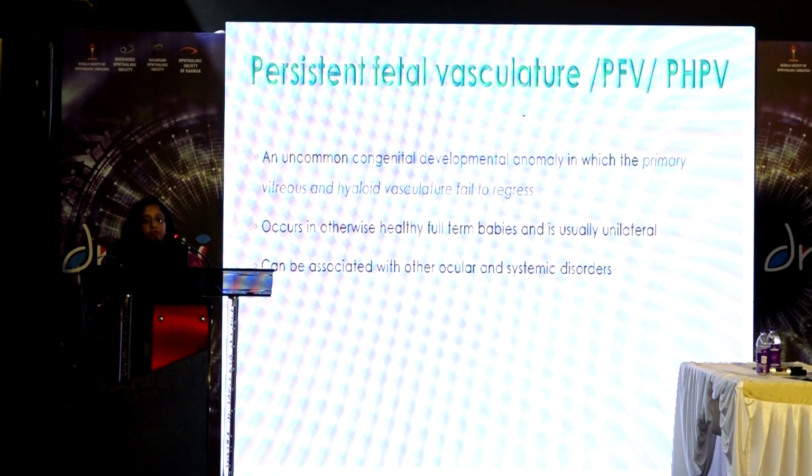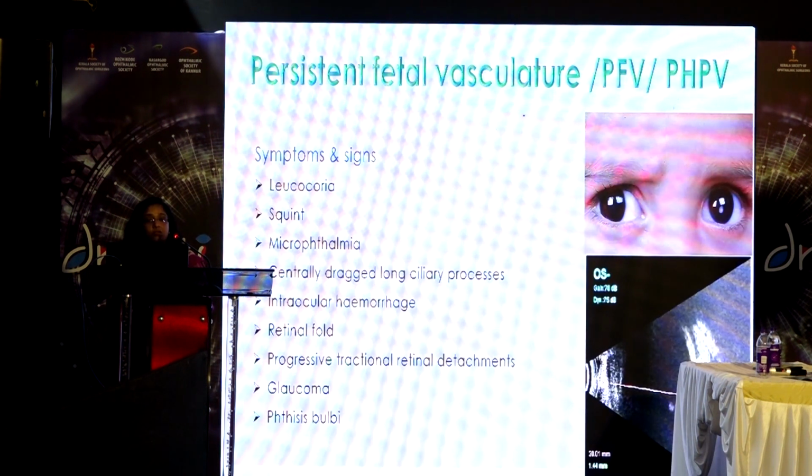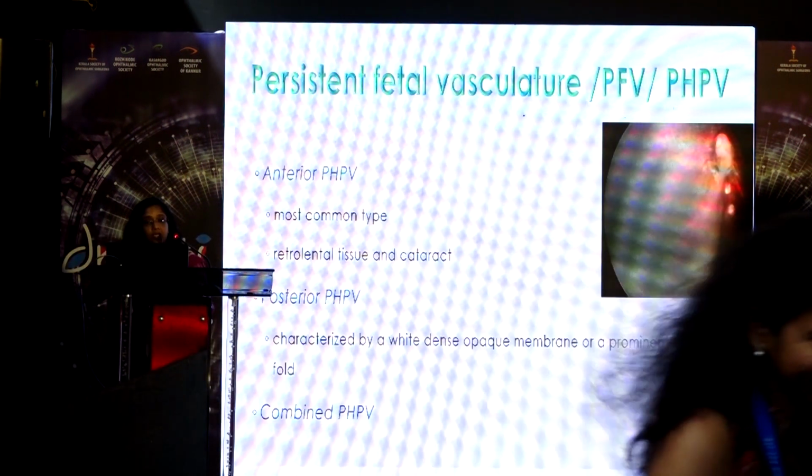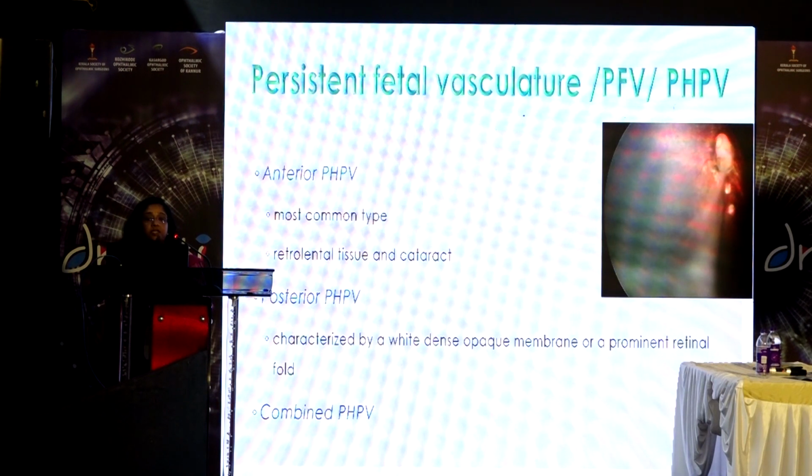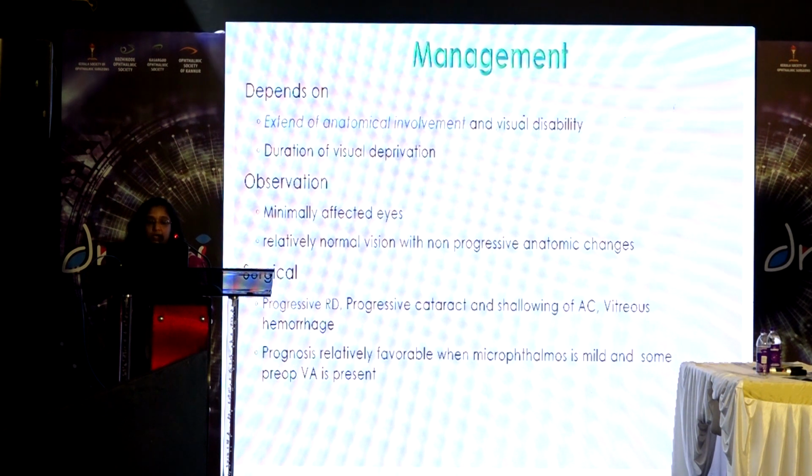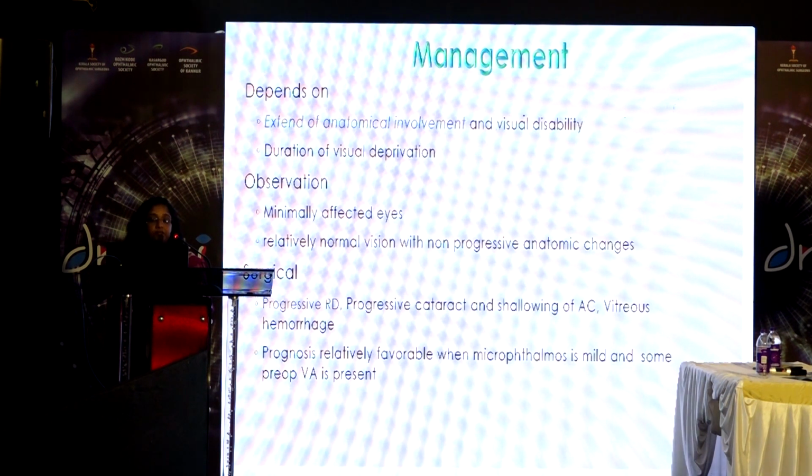Next is persistent fetal vasculature. Most of them present to pediatric ophthalmologists with complaints of leukocoria or squinting, and the B-scan is one of the most important tools which will help to pick up the underlying stalk. Sometimes they can have smaller axial length eyes and long ciliary processes. The surgical management depends upon the extent of the disease, whether it is visually debilitating or not, and you have to differentiate whether it is only anterior PHPV, or sometimes posterior or combined. And as I mentioned, the route of approach will depend upon which type of PHPV it is.